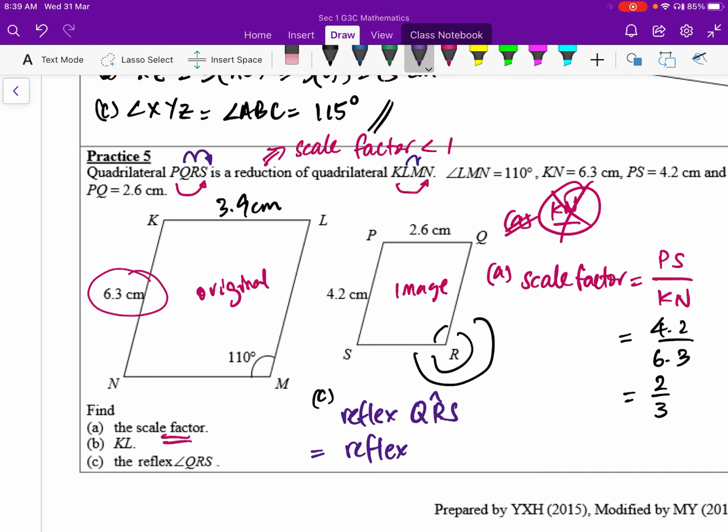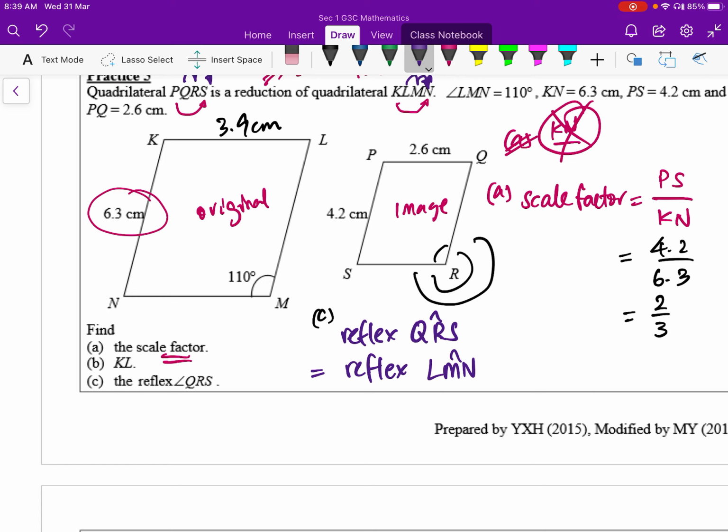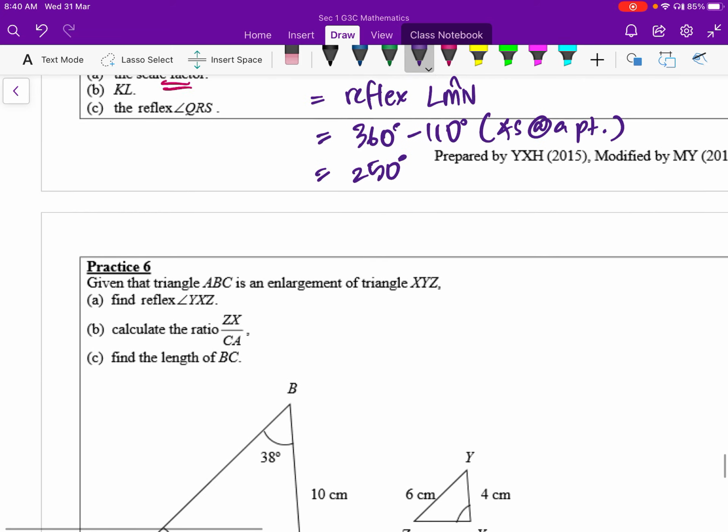QRS, LMN. Oops, LMN. So let's search for LMN. Is it provided? Yes, it's provided. So the reflex angle LMN must be 360 minus 110, and you state your reason, which is angles at a point. Reasons are important. You're left with 250 degrees. Check that you have written your reason. I have no doubt that you are able to do this question. Just make sure your presentation is alright.